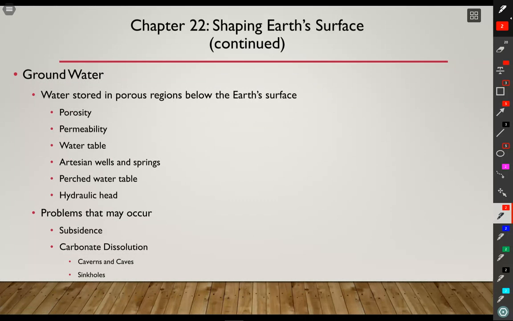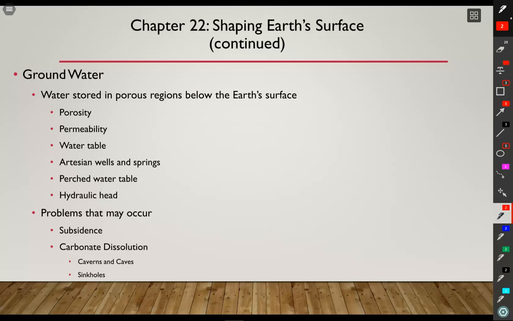So groundwater, water stored in the ground, porosity is a really important issue. If the ground is not porous, if we have a clay soil, the clay soil doesn't have nice pores that can store water, then we're not going to have a lot of water in the soil.